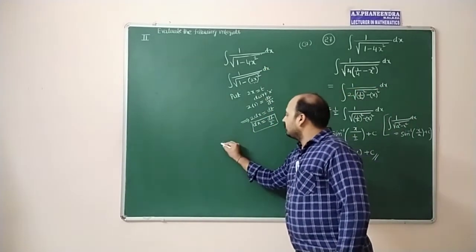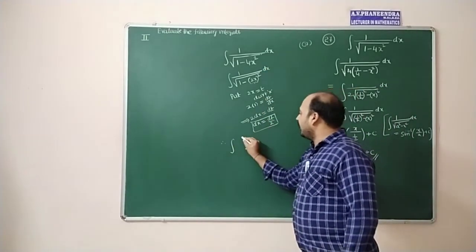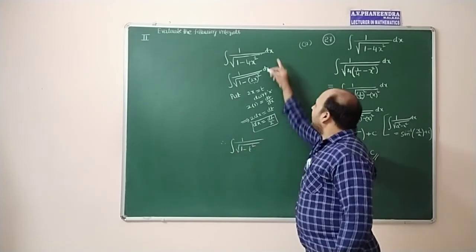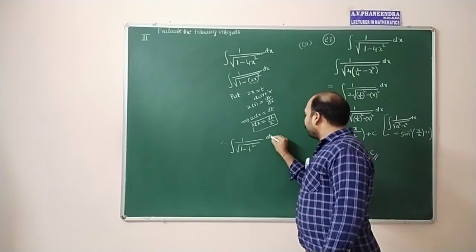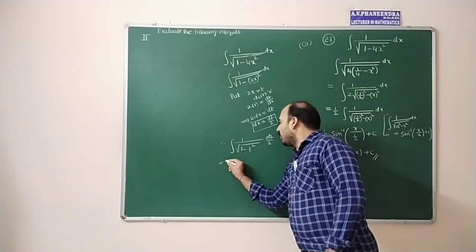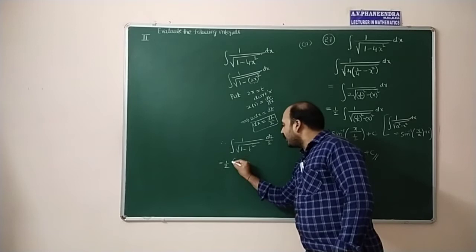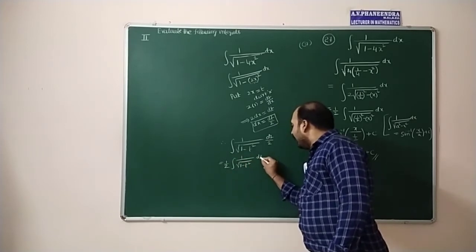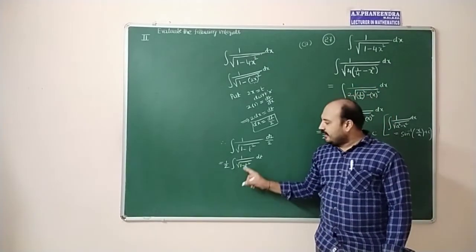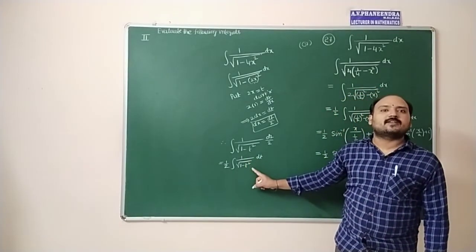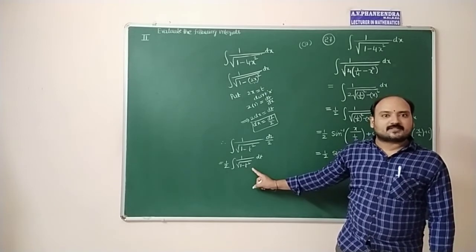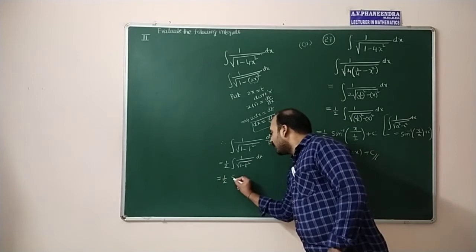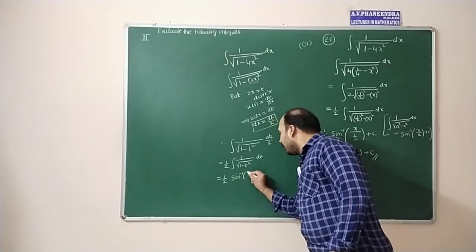After that, the integral of 1 by square root of 1 minus t square, in place of dx, dt by 2, which is equal to 1 by 2. The constant 1 by 2 you can take outside. Integral 1 by root of 1 minus t square into dt is in the form of integral 1 by square root of 1 minus x square, which is sine inverse x. In place of x, t is there. So 1 by 2 sine inverse of t plus c.